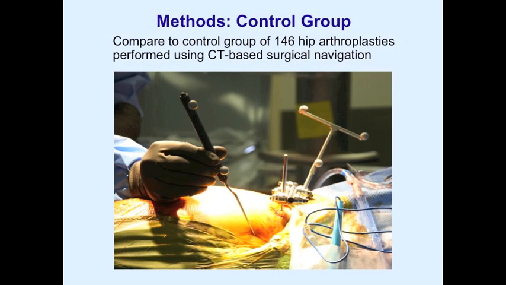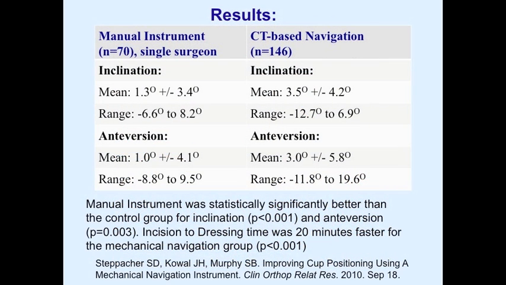And we compared to a control group of 146 CT-based navigations that we had done previously. The results show a number of things. Both are fairly accurate, but the mechanical navigation group is actually more accurate than the traditional CT-based navigation, both for inclination and for anteversion. It was very highly significantly much faster than the traditional navigation. This was just published in September.